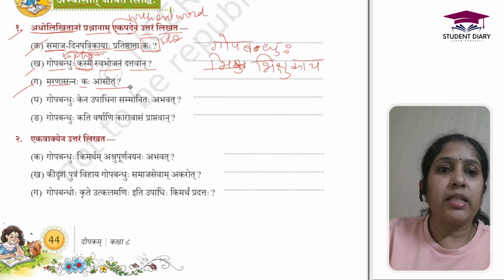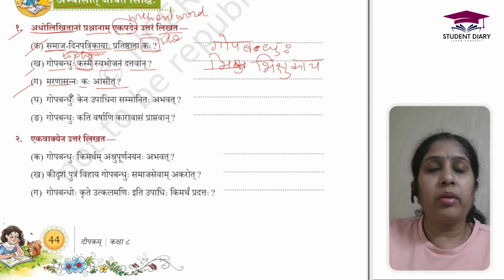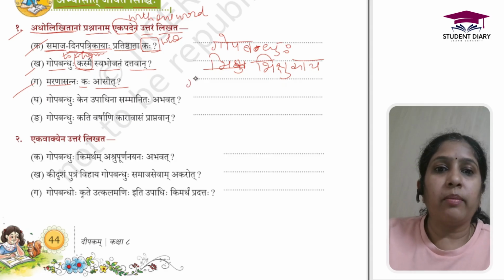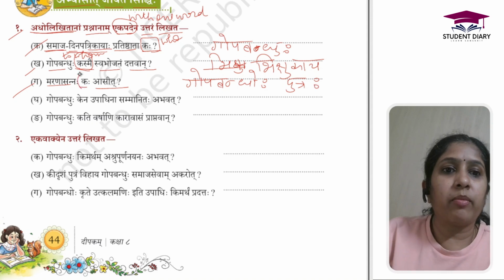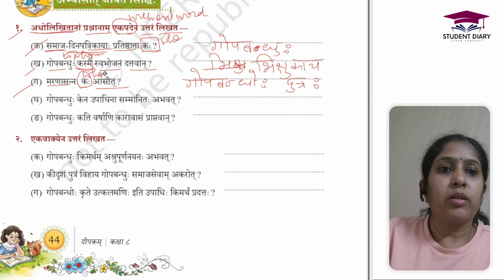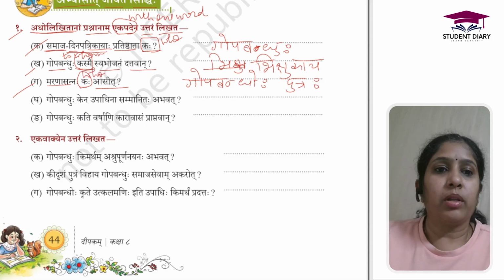Let's go for the next one. Marna Sanaha Kaha Asit. Marna Sanaha means about to die, on deathbed. Kaha means who. Asit means was. So who was on deathbed? Gopbandhuh Putraha. Not Putram, because the question is in Prathama Vibhakti, so your answer will also be in Prathama Vibhakti. So it's Gopbandhuh Putraha.